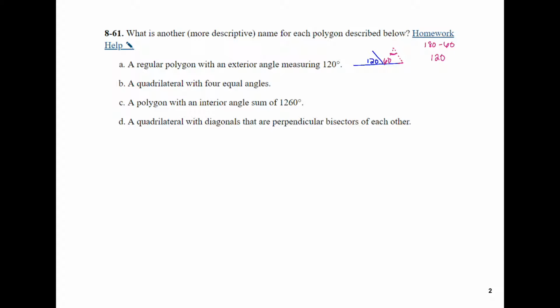So to determine how many interior angles we have at 120 degrees, we take 360 divided by 120, which tells us that our polygon has 3 sides, and a more descriptive name for a polygon with 3 sides is a triangle. And in this case, it would be an equilateral triangle.